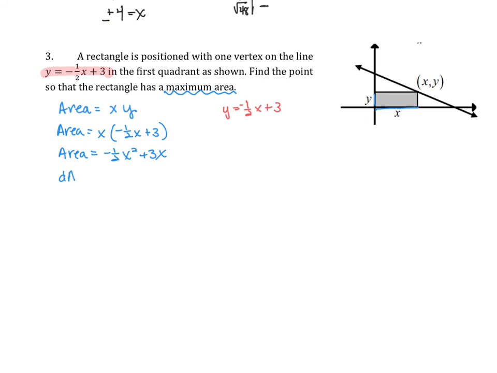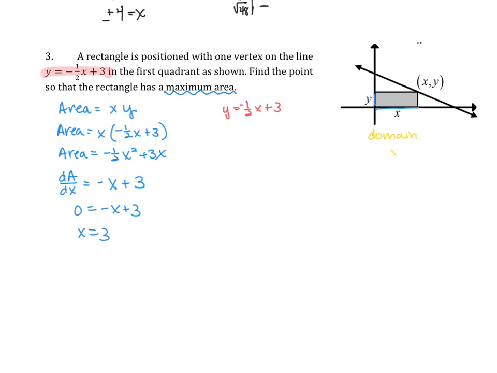And now let's take the derivative of area with respect to x. And we get -x plus 3. So 0 equals -x plus 3. So x equals 3 is my critical value. It's where I'm going to consider my maximum to be. But now we need to think about our domain. Let's think about our domain for this particular function.